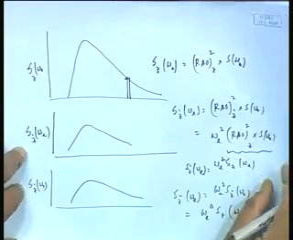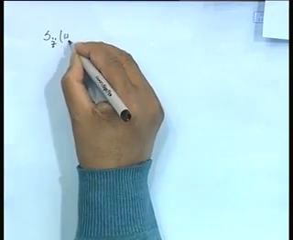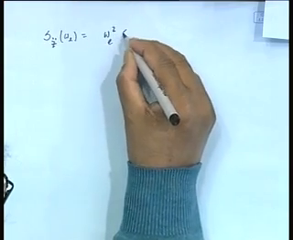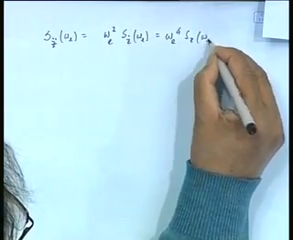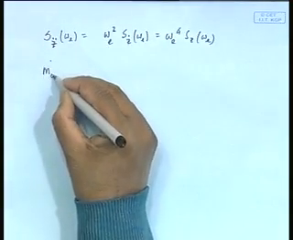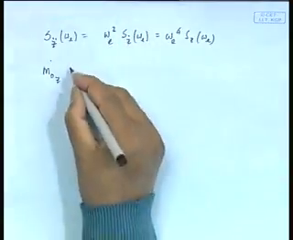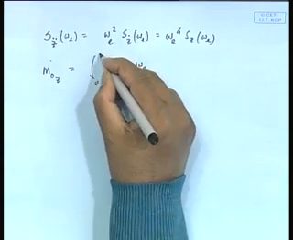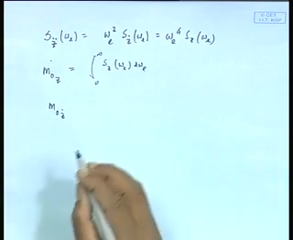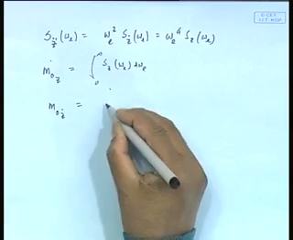Now we understood this part, that is, let me put it down this way: S Z double dot omega E is equal to omega E square S Z dot omega E, equal to omega E to the power 4 S Z omega E. Now, M0 Z means area under the displacement spectrum. This we know, of course, is equal to the integration of S Z omega E. Now, M0 Z dot, the area under the velocity spectrum, is equal to, absolutely, M2 of Z.